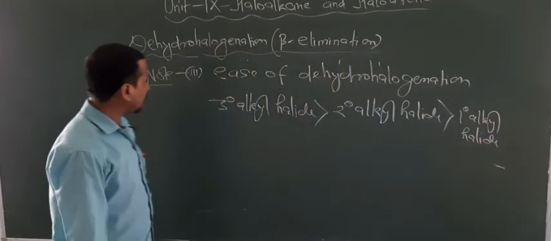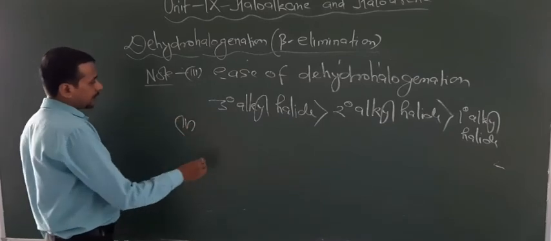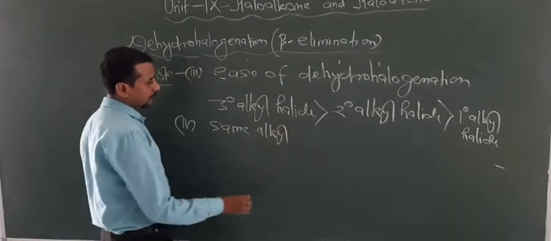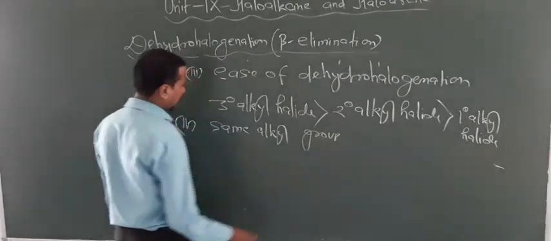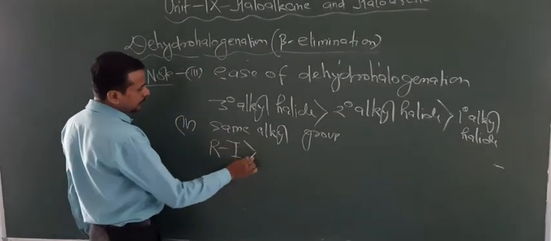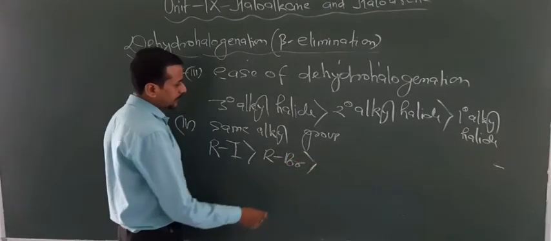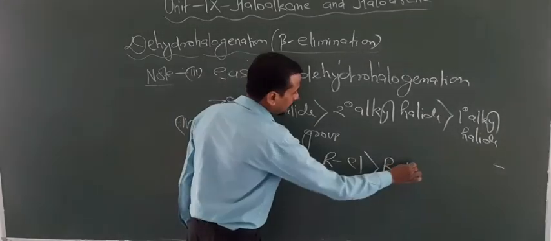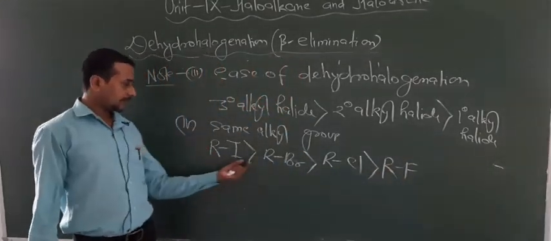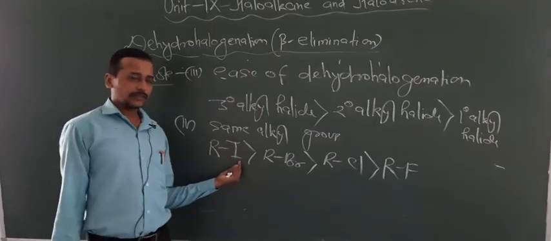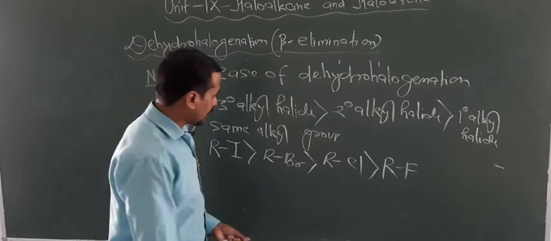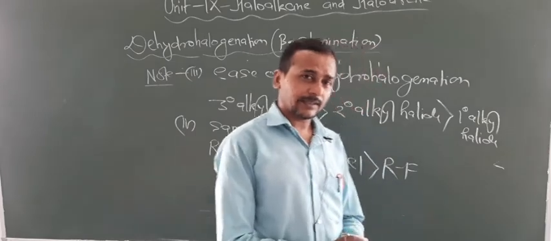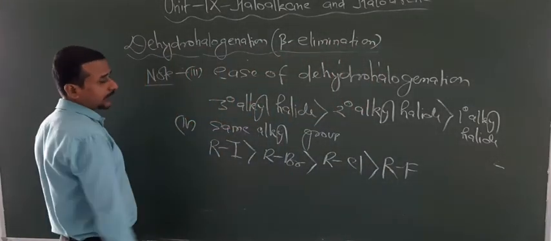Now next point in the note, for the same alkyl group, what is the order of reactivity? RI is more reactive than RBr, RBr is more reactive than RCl, and RCl is more reactive than RF. Again here R is the same, but due to the larger size of iodine, the bond length is more and stability is less. So that's why RI is always more reactive than RBr. A similar thing happens with SN1 and SN2 reactions, where also RI is more reactive than RBr.